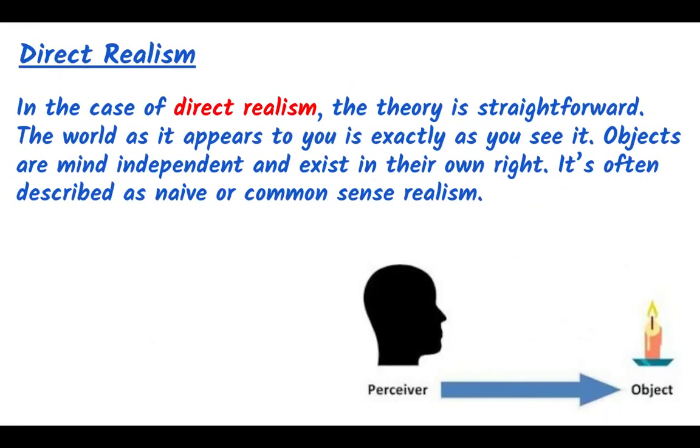So the first theory that we're going to look at, and probably the easiest to understand, is direct realism. In the case of direct realism, the theory is fairly straightforward. It basically says that the world as it appears to you is exactly as you see it. Objects are mind independent and exist in their own right. It's often described as naive or common sense realism. So, for example, as I'm sitting here, I can see a coffee table in front of me and a cup of coffee. And according to this theory, that cup of coffee exists independently of me, and it is just as it appears to be.